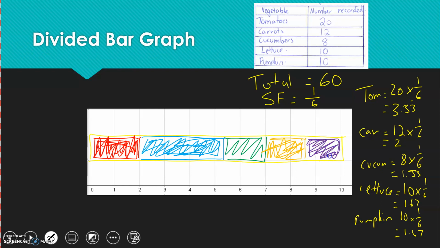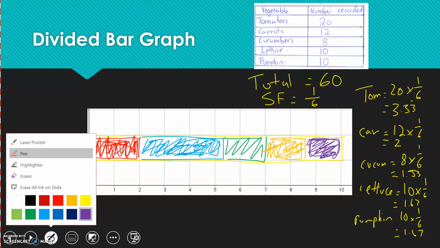Now it's important that on your graph you make sure that those measurements of the thirds are accurate. So you would use your ruler, making sure that you are a third of the way through that increment as well. Now, just as we did with our sector graph, you also need to make sure that you have a key for your divided bar graph as well.